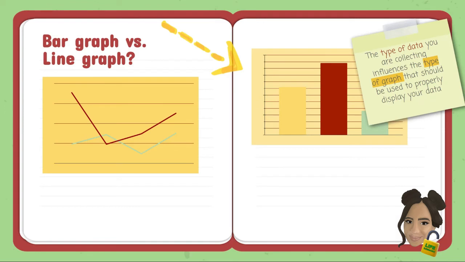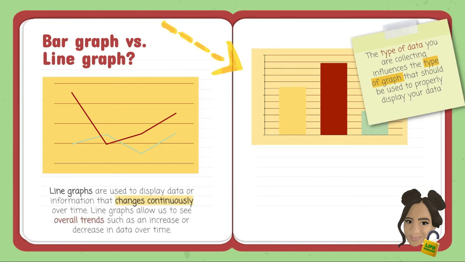How do we decide which type of graph to use? The type of data you are collecting influences the type of graph that should be used to properly display your data. Line graphs are used to display data or information that changes continuously over time. Line graphs allow us to see overall trends, such as an increase or decrease in data over time.